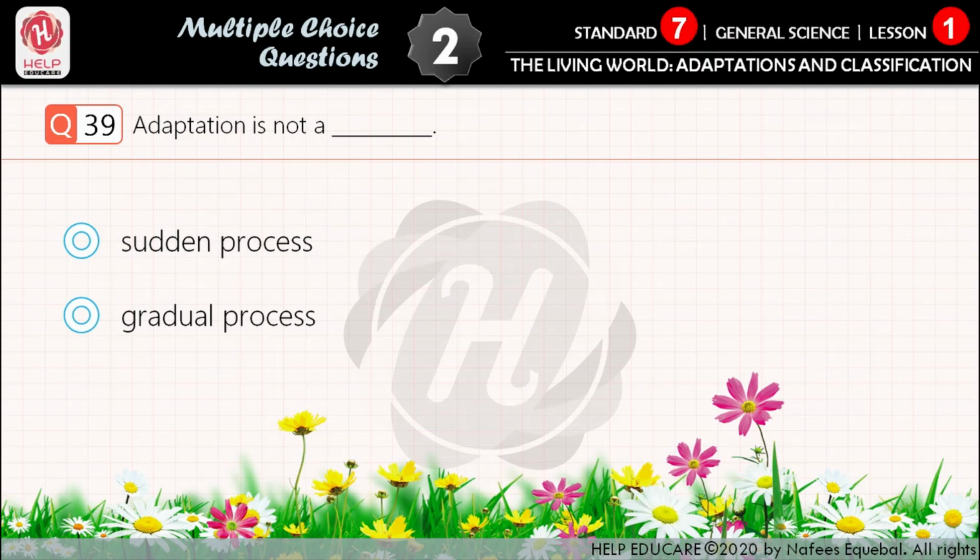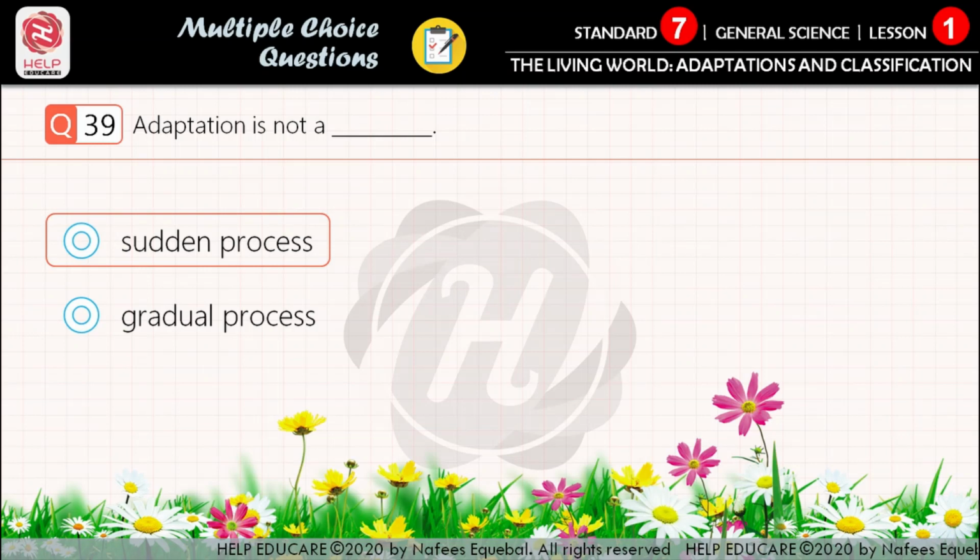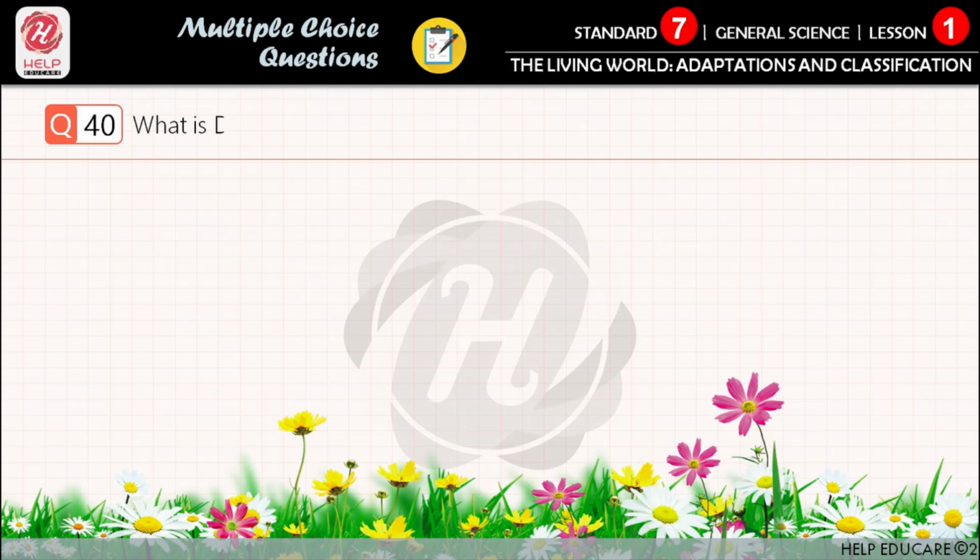Correct answer is sudden process. Question number 40. What is Darwin's first principle? First option, natural selection. Second option, survival of the fittest.